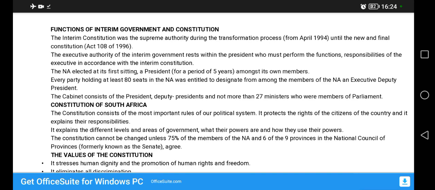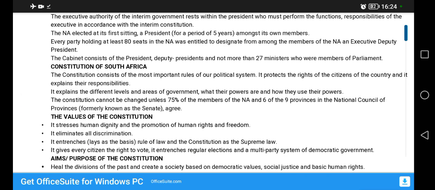The Constitution consists of the most important rules of our political system. It protects the rights of the citizens of the country and explains their responsibilities. It explains the different levels and areas of government, the powers that they have, and how they are supposed to use those powers. The Constitution cannot be changed unless 75% of the members of the NA agree, including those of the NCOP.